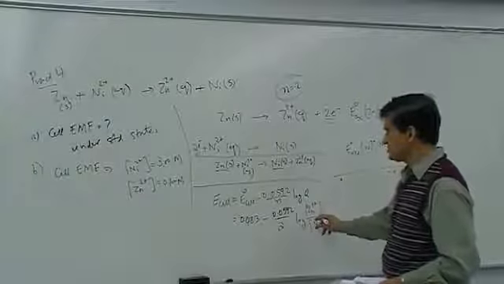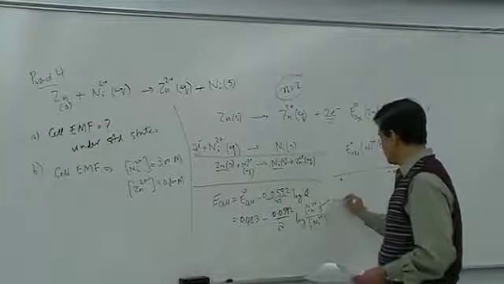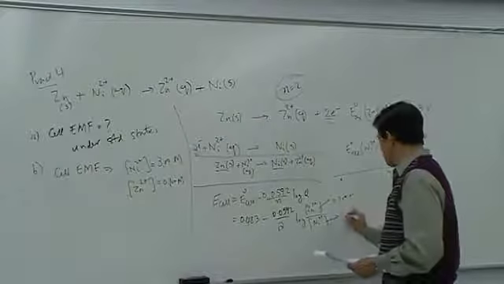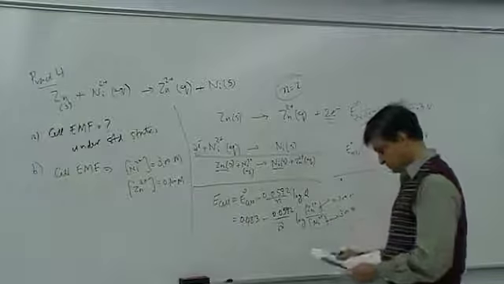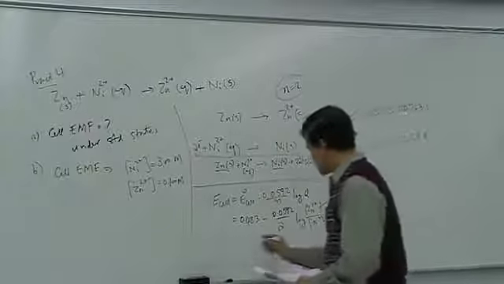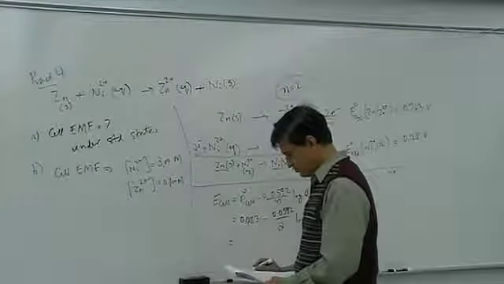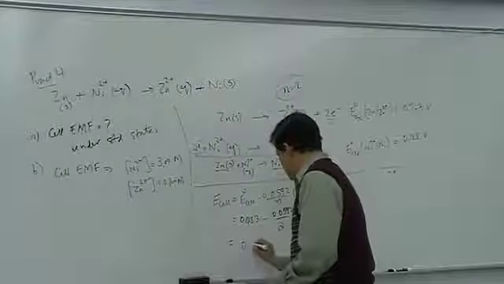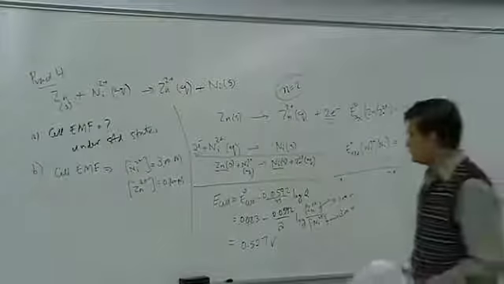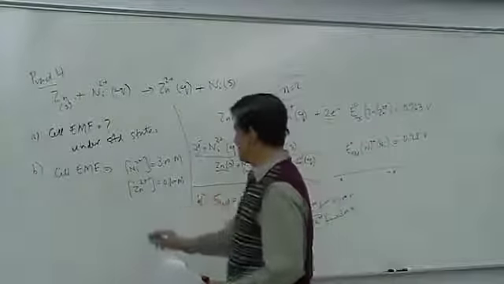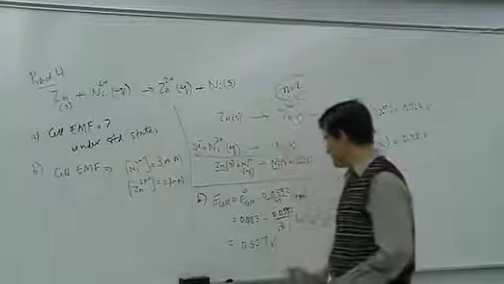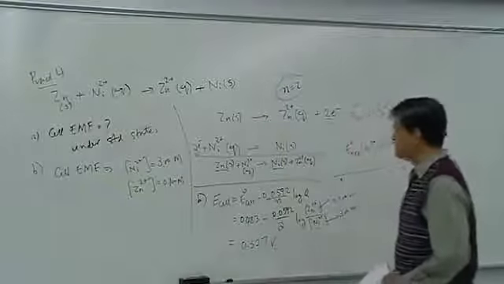Okay, now let's plug in these numbers. Zinc 2 plus, they gave you this value to be 0.100 molar. Nickel 2 plus, 3.00. Okay. Now if you plug in all these numbers and do the math, your final answer is going to be, this is what I found out, 0.527 volt. So the answer to this part B question, this is for part B: when the nickel concentration is 3, zinc concentration is 0.100, then the voltage becomes 0.527.